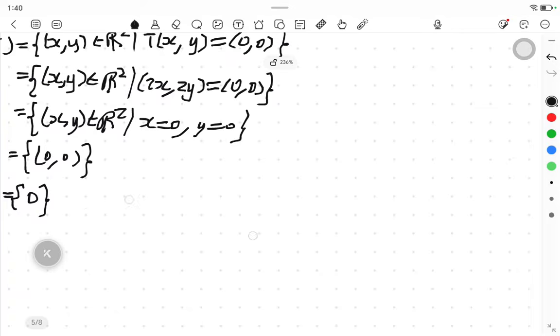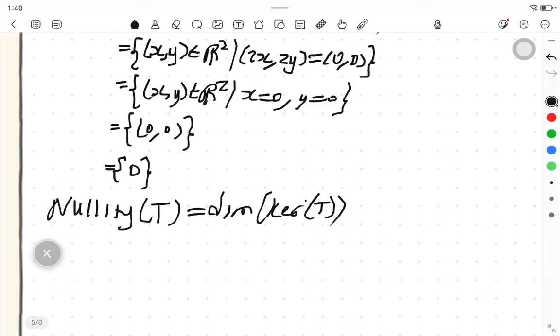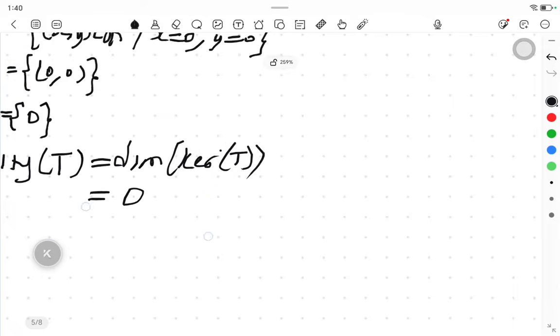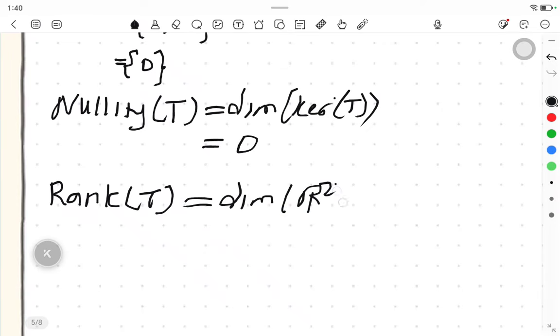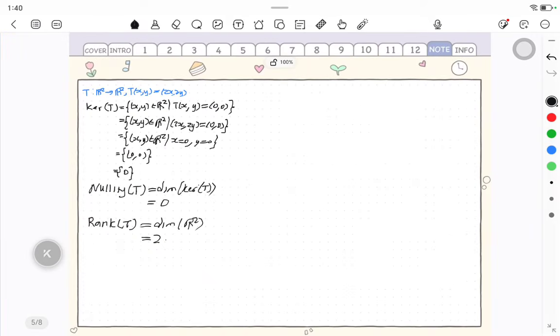If this is 0, what is the nullity? The nullity is what? 0. And then what would be the rank? The rank will be equal to the dimension of R squared, right? Which is 2, because nullity is 0. So if nullity is 0, it means that the rank is equal to the dimension of this.